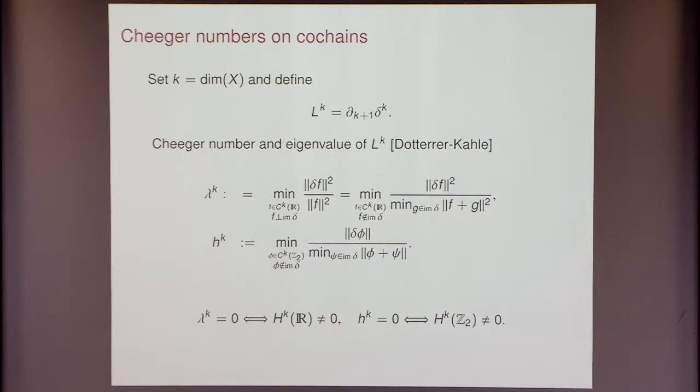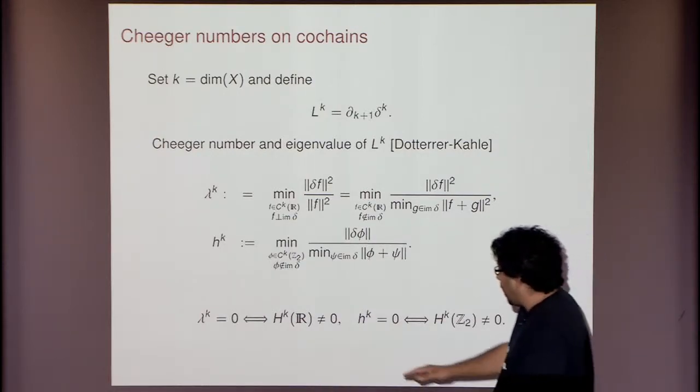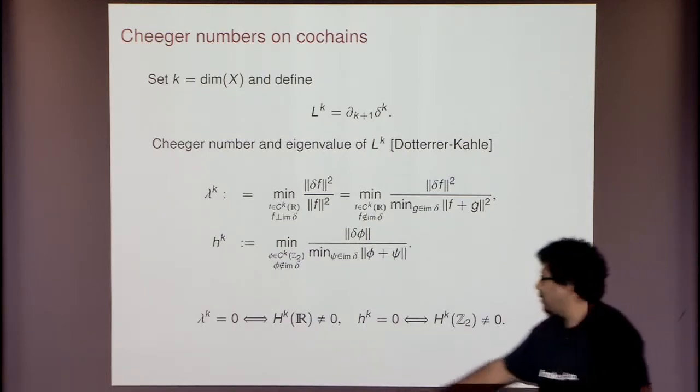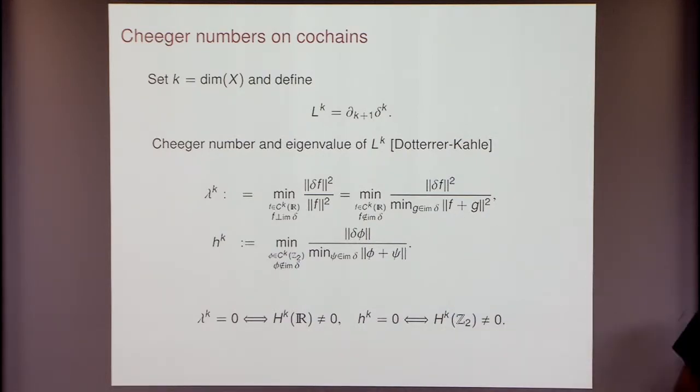It does hold for the reals. Okay. And again, I can read off cohomology by checking if these eigenvalues are 0. This is on the reals. This is Z mod 2.